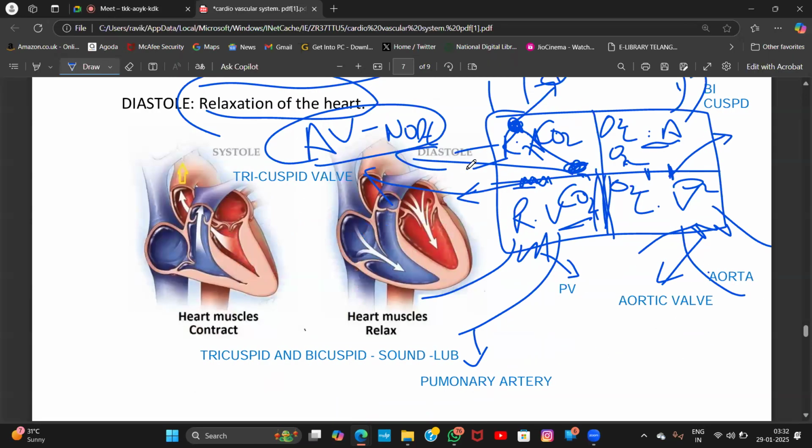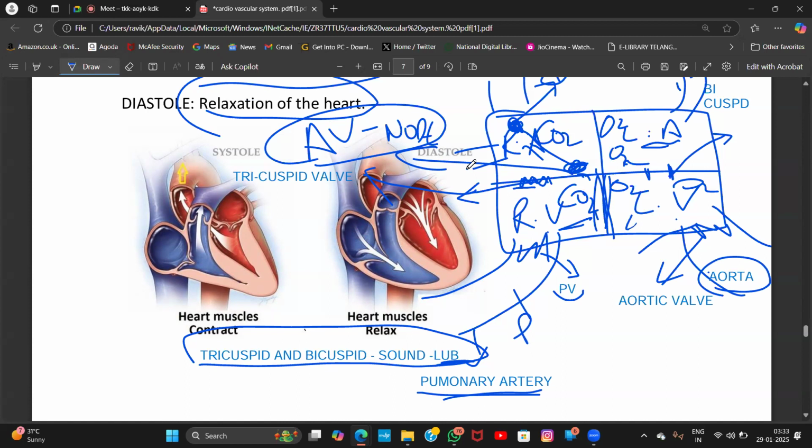Tricuspid. The closure of tricuspid and bicuspid valves causes a sound called lub. What is the sound? Lub. Next, the blood moves from the right ventricle to the pulmonary artery, and the oxygenated blood moves from the left ventricle to the aorta. Now the closure of the pulmonary valve and aortic valve, what is the sound called?